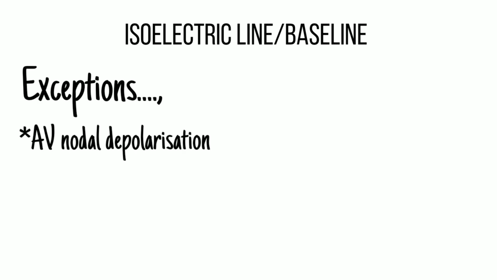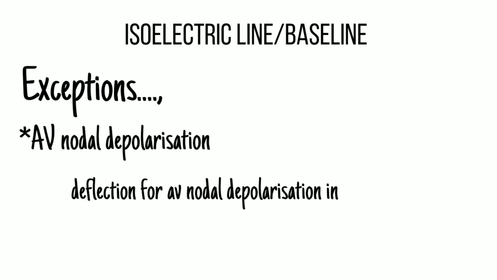AV nodal depolarization is an exception where even though the electrical activity or a depolarization is taking place in the AV node, the vector fails to produce a deflection, so the deflection on the ECG paper is nil. It is because the AV node is a very tiny tissue, so the vectors produced by it, or the electrical changes happening in the AV node, are very small that the electrode cannot pick up the impulse.